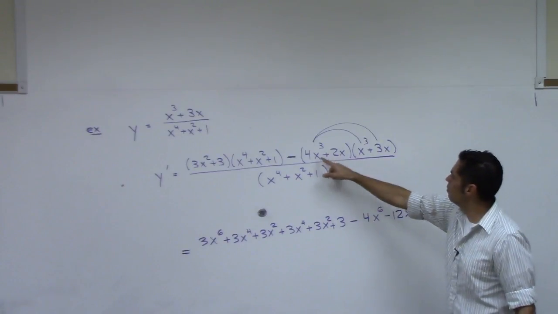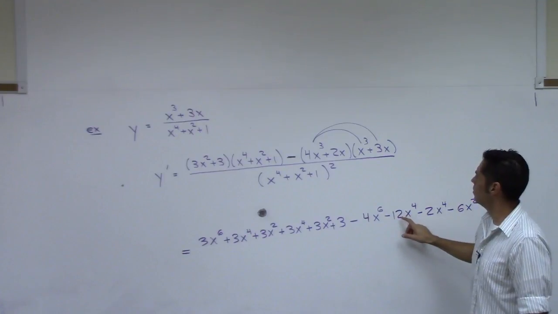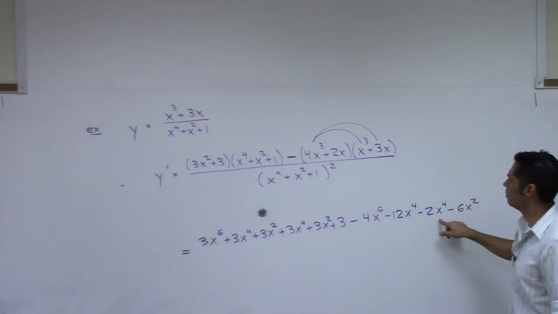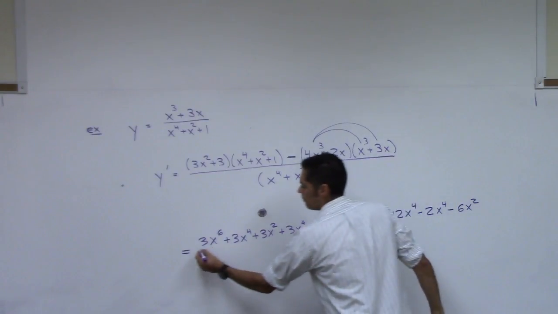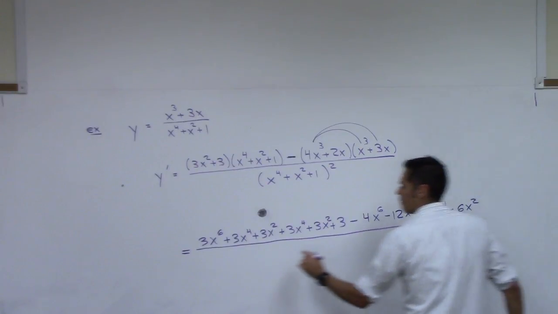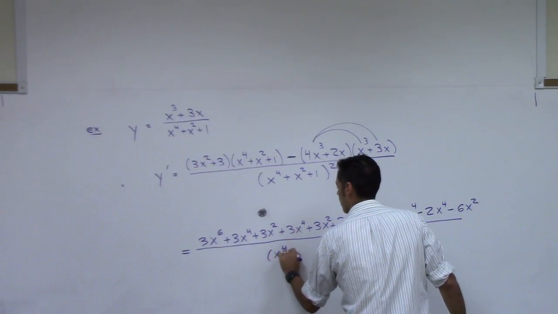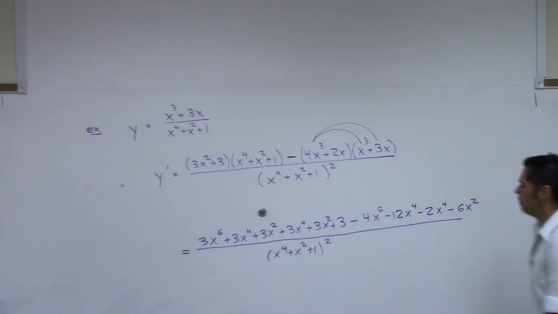Okay, 4x to the 6th, 12x to the 4th. How many of you were able to get to that? Good? I'll show you something real quick.